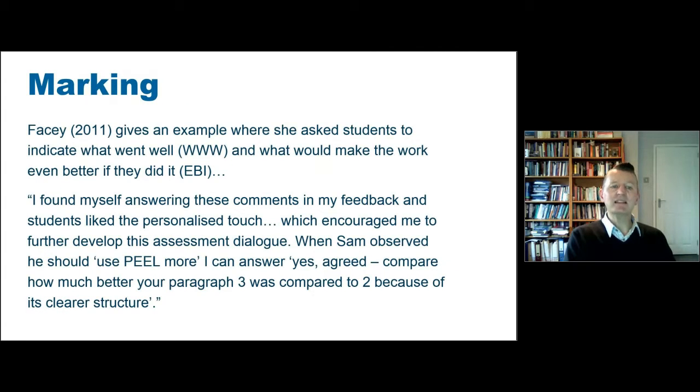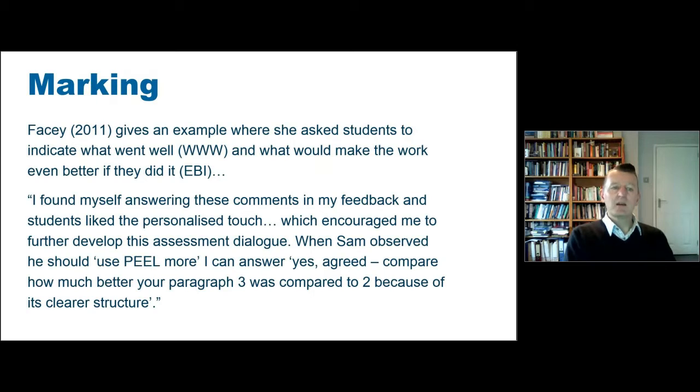So Facey, in Teaching History, gives a nice example of where she developed this in a project with her children, talking about A-level teaching here. She says she started to ask students to give in their work and then write a little paragraph at the end of the work on what went well, so what they were proud of, and what would make the work even better if they had done that. So WWW is what went well, and even better if turns into EBI.